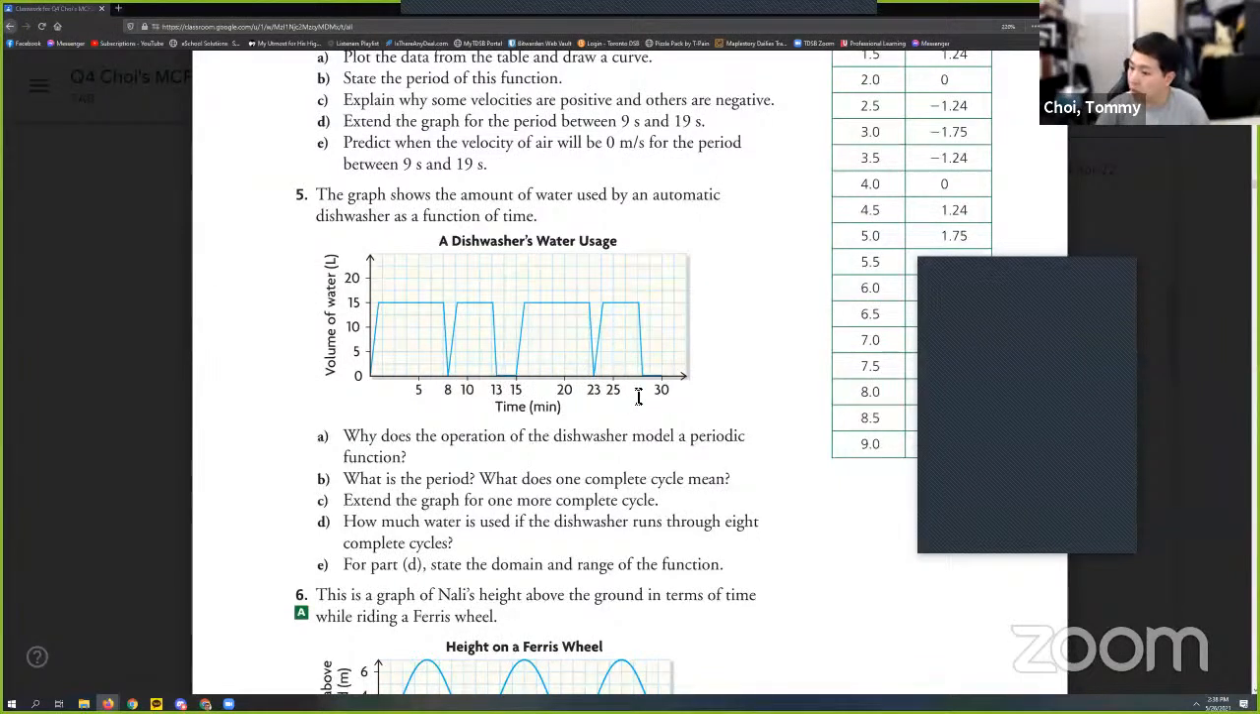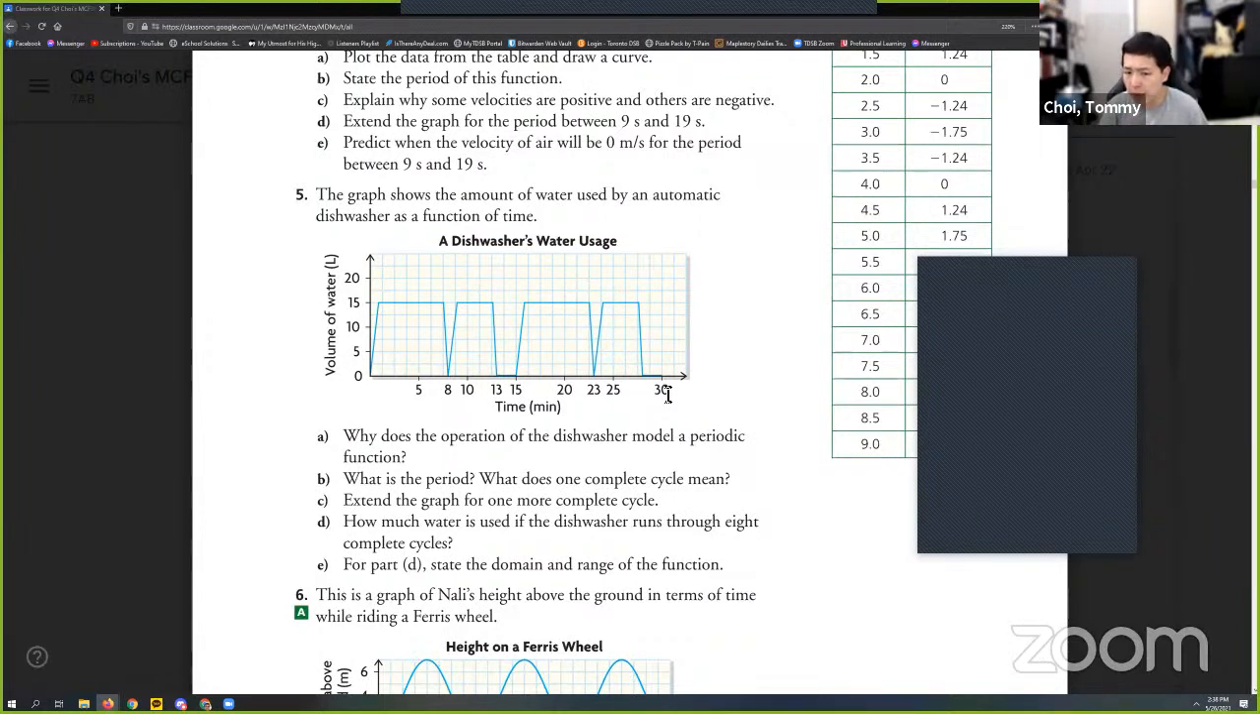It takes 15 minutes for this to repeat. And then you'll notice that from 0 to 15, that's a repeating motion. It does do that. That same pattern seems to repeat twice all the way to 30 minutes. So the period here would be 15 minutes.